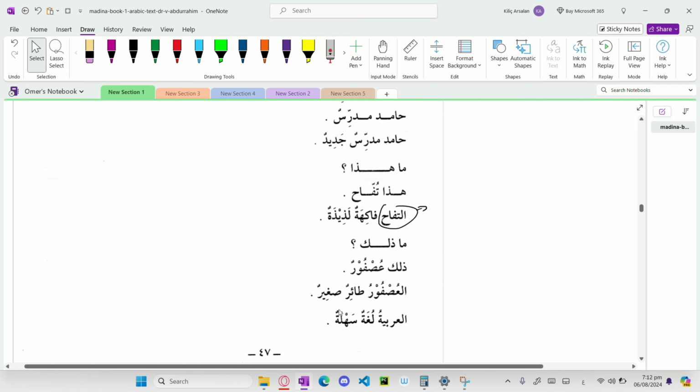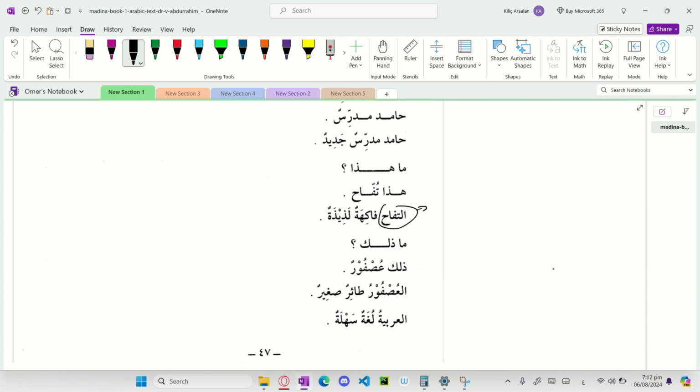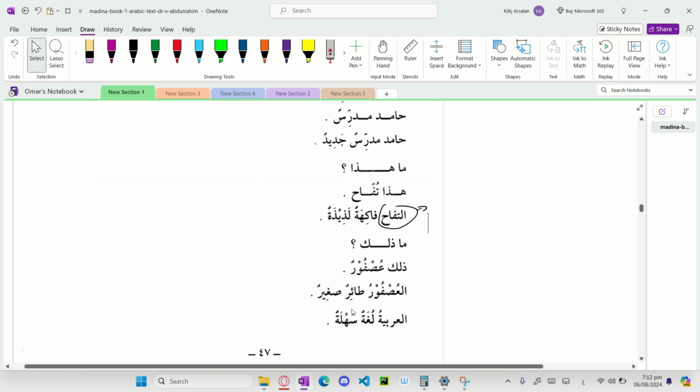ما ذلك؟ ذلك عصفور. عصفور is basic. We can translate it to a sparrow, and it's even defined in the next sentence. العصفور طائر صغير. The sparrow is a small bird. طائر صغير, the نعت is صغير, and طائر is منعوت.